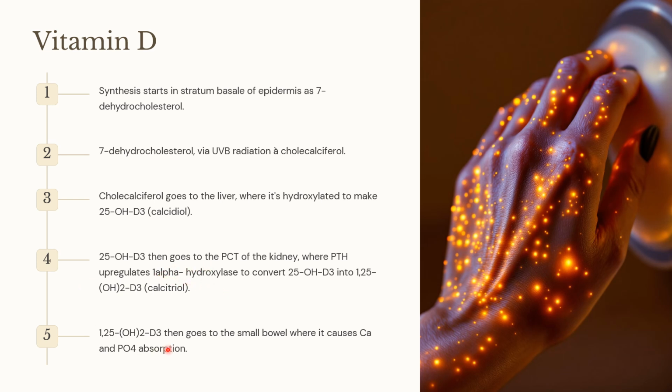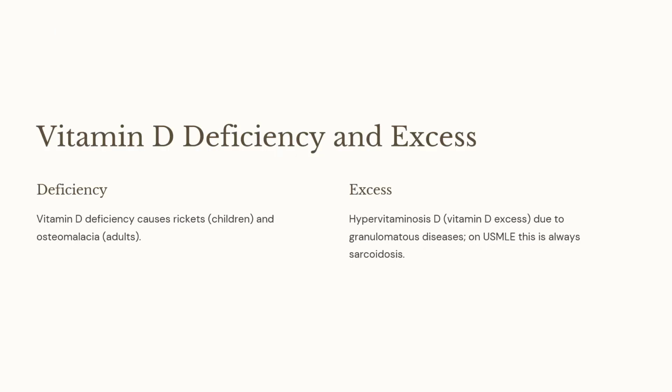This 1,25 dihydroxycholecalciferol has two important roles. One is to absorb calcium from the distal convoluted tubule in the kidneys, and the other is to absorb calcium from the small bowel, as well as phosphate absorption. In this way, 1,25 dihydroxycholecalciferol, which is the active form of vitamin D, helps to absorb calcium. But we do face vitamin D deficiency and vitamin D excess.